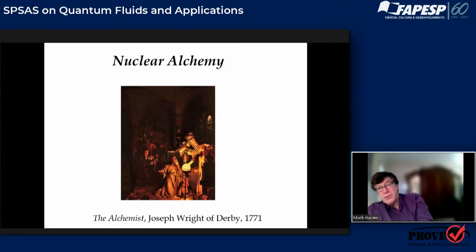So there's a long-standing dream, which was expressed beautifully in this painting by Joseph Wright of Derby from 1771, named The Alchemist. There was a belief that you could do alchemy, that is, you could change one element into another. The dream was you could take a base metal like lead and turn it into a precious metal like gold. That's what we see here. In fact, even Sir Isaac Newton believed that alchemy is possible, and he spent many years trying, but he failed. In a way, we can call what we're doing today nuclear alchemy, and it really works. We can take one element and turn it into another element. Of course, it might be expensive to do it, but it can be done.